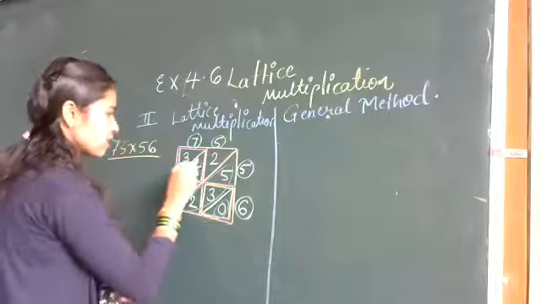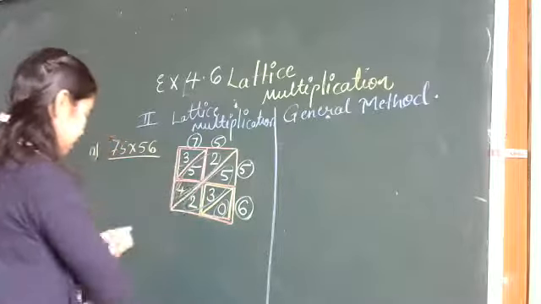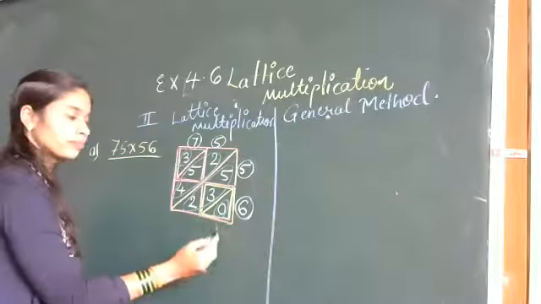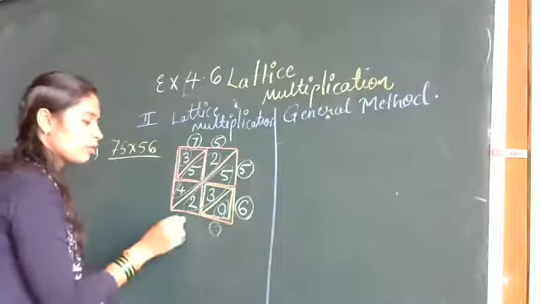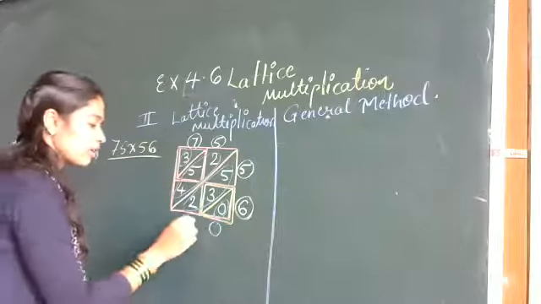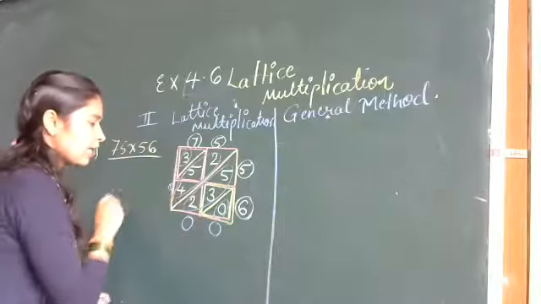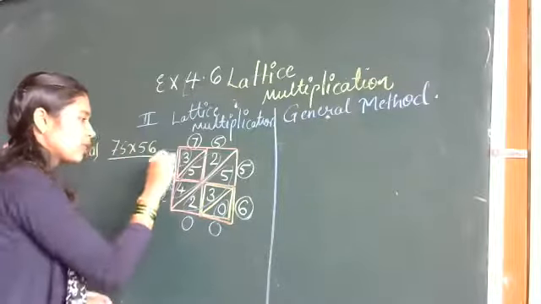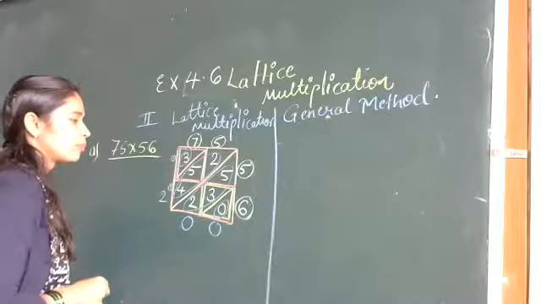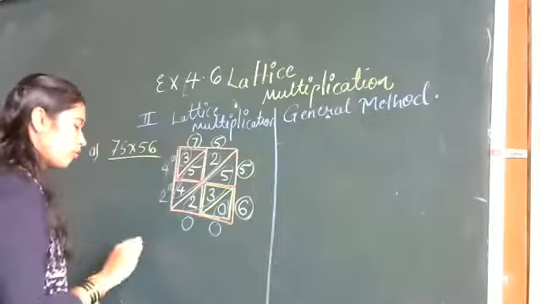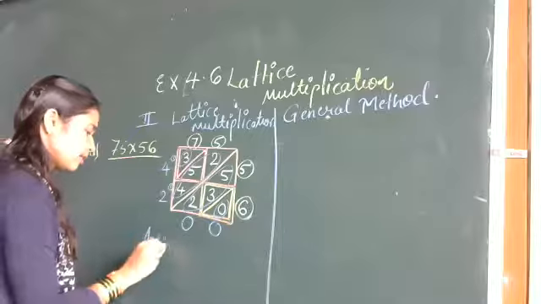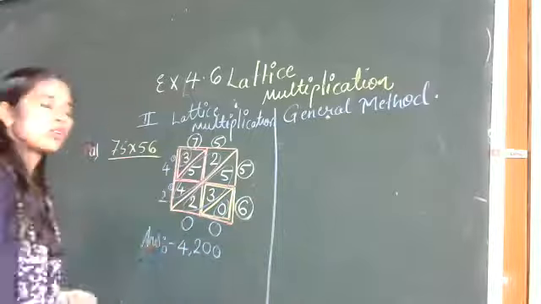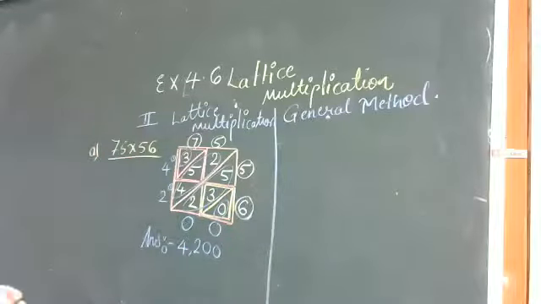After completion of this, just add your diagonals. So tell me what will become the answer. This will be 0. What will be this? 0 will be here, 1 will be carried here. What will be this? 2 will be here, 1 will be here. 4. What will be the answer? 4,200 will be the answer.